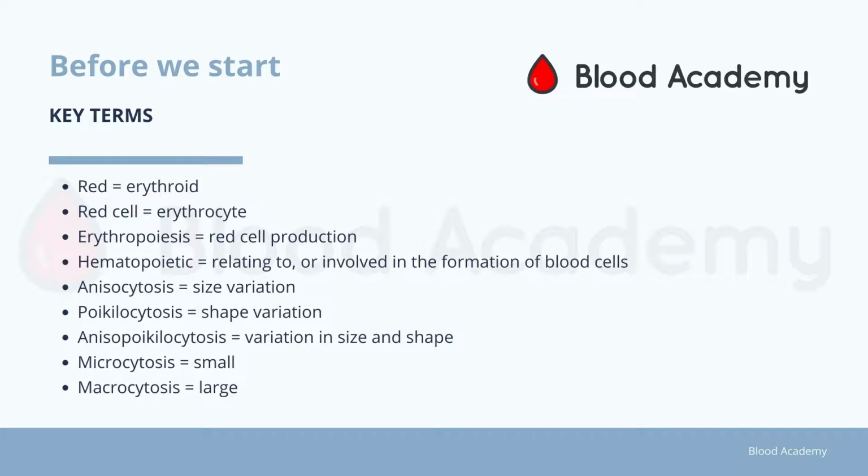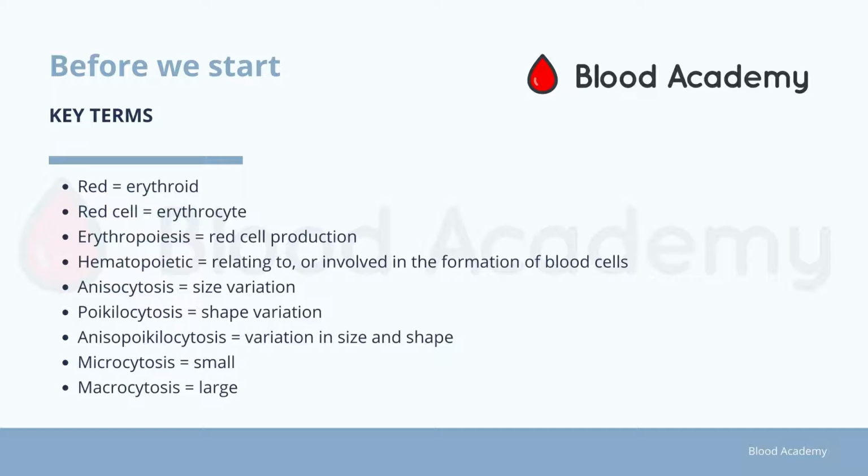Before we start, it's useful to go over some definitions and some key terms that are often used interchangeably. The word erythroid is a broad term that relates to red cells and their precursors. Likewise, a red cell can be referred to as an erythrocyte, and erythropoiesis is red cell production. The word hematopoietic involves anything related to or involved in the formation of blood cells. Anisocytosis denotes a variation in cell size, whilst poikilocytosis is a variation in cell shape. Anisopoikilocytosis is a combination of a variation in cell size and shape.